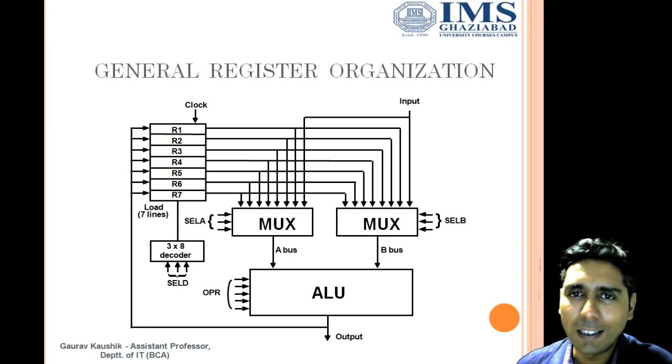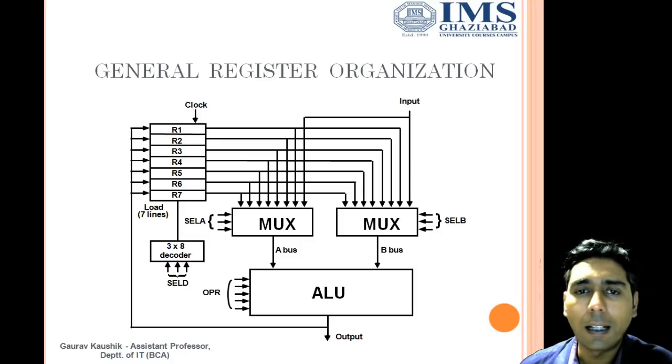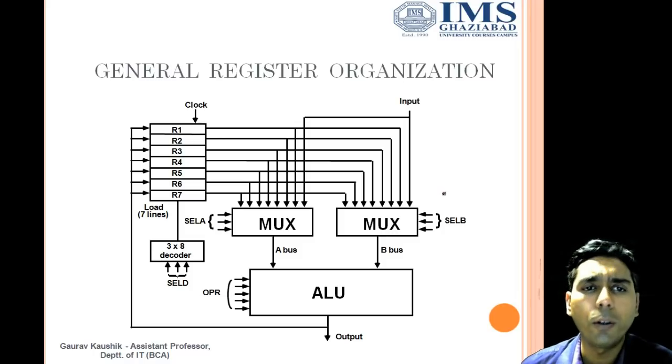Hello friends, in this lecture we are going to understand the concept of general register organization. Here, these general registers are the general purpose registers which reside inside the MU part of the CPU. MU, that is the memory unit, has a limited number of registers, which is small in quantity.